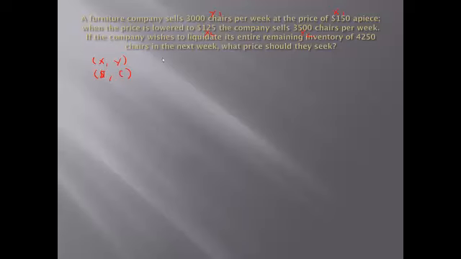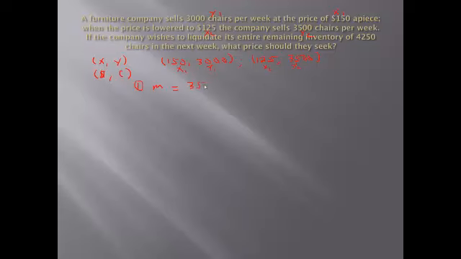So let's write this out in ordered pairs. So dollars and chairs, we had $150. When the price was $150, we sold 3,000 chairs that week. And then we dropped the price to $125, and we sold 3,500 chairs that week. So my first objective is going to be to find the slope. Find the rate of change. So that's the x1, that's the y1 in my formula, that's the x2, that's the y2 in my slope formula.